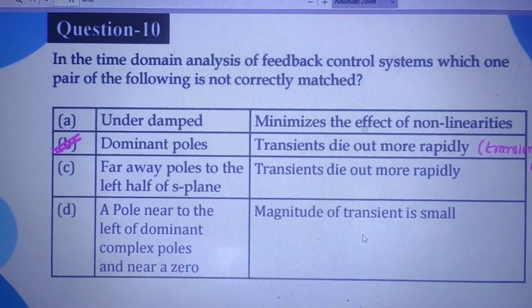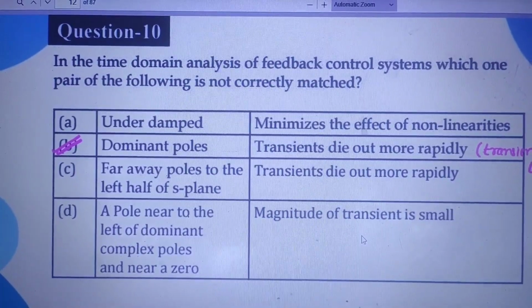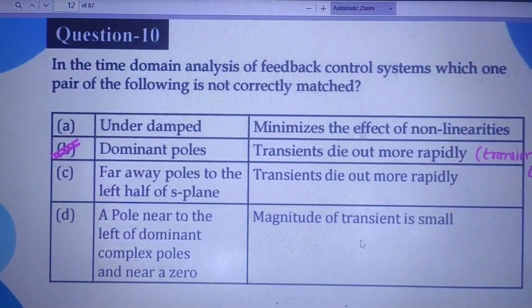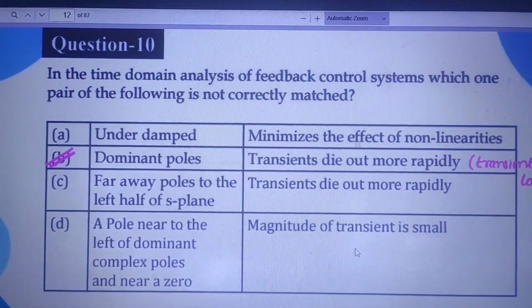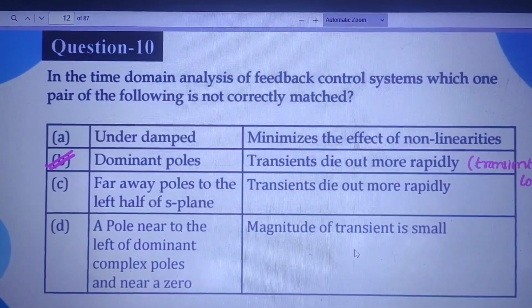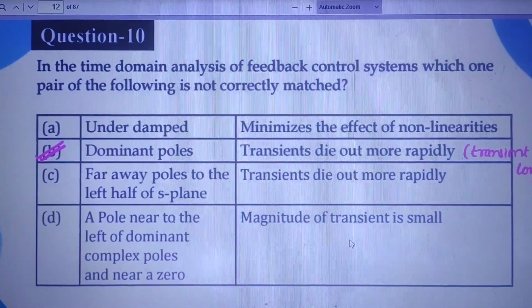A pole near to the left of dominant complex poles and near a 0: the magnitude of the transient is small. So if a pole exists near the left of a dominant complex pole or a 0, then the magnitude of the transient is small.